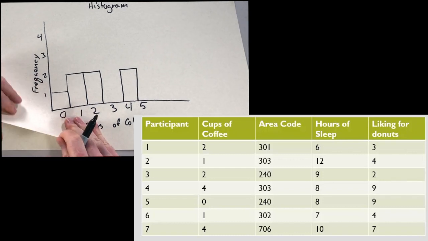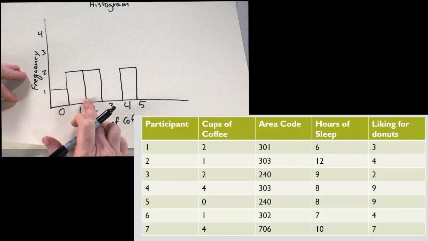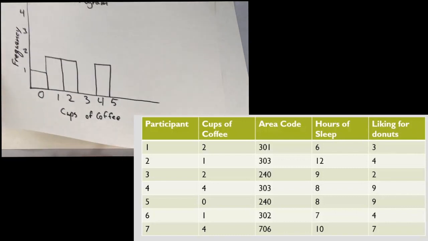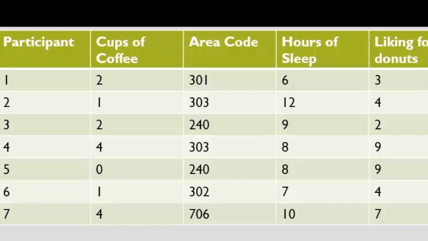Histograms, the bars touch each other. That would be a histogram. All right, on these data, which variable could I use for a bar chart? Which variable could I use for a bar graph or a bar chart?